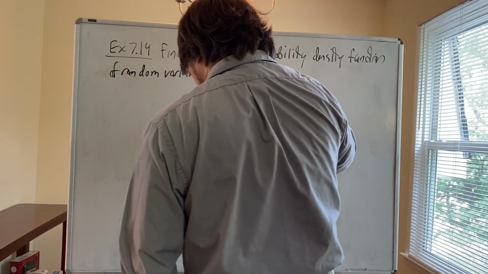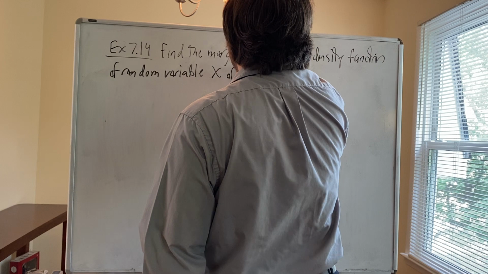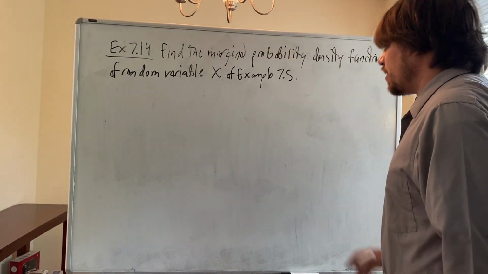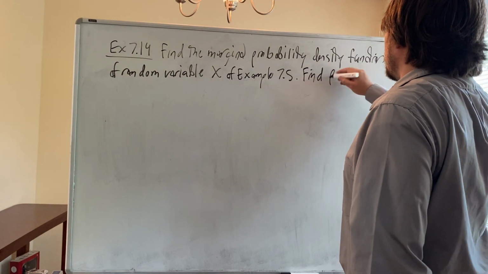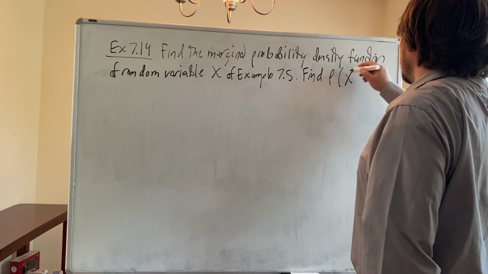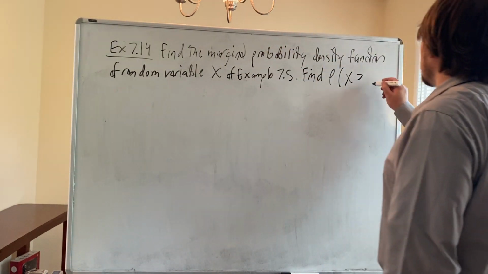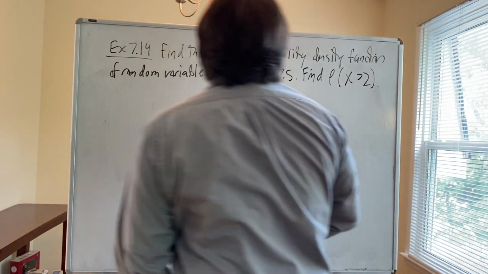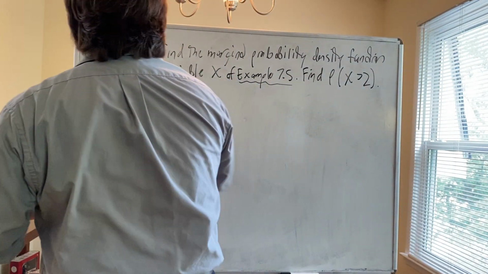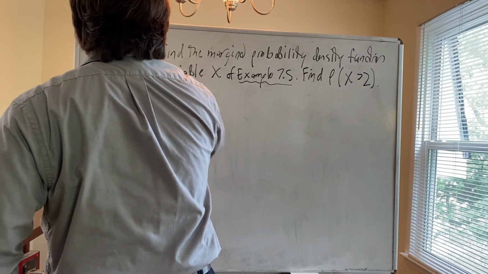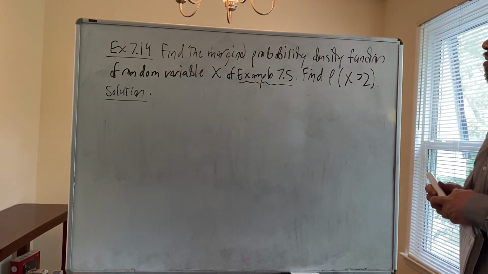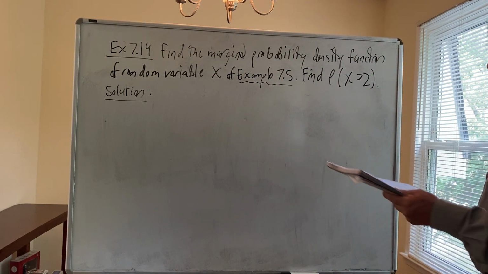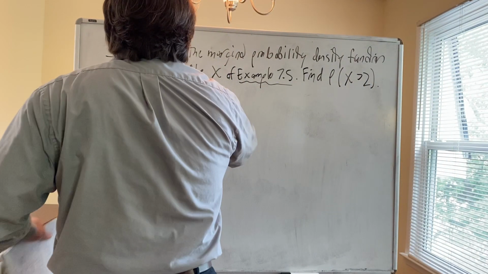example 7.5. Find the probability that capital X is greater than 2. Okay, so I'll tell you what you need to know from that example. So solution. Okay, so the problem is find the marginal probability density function of random variable x of example 7.5. Find then the probability that x is greater than 2. So this is what you need to know from that example.